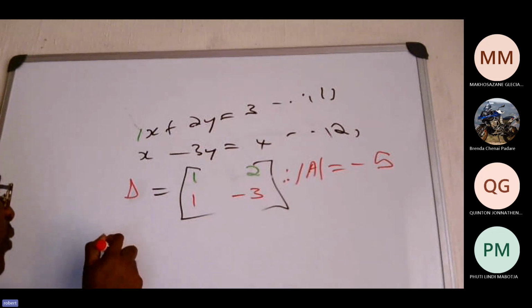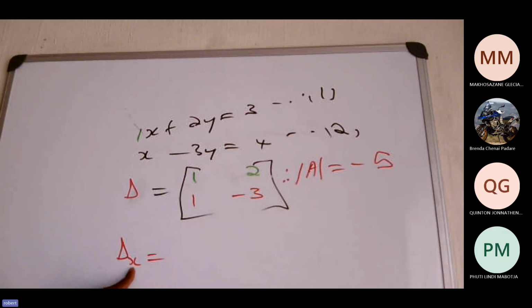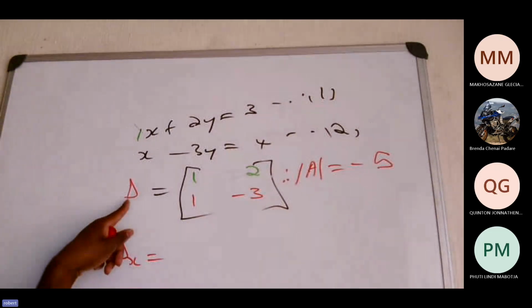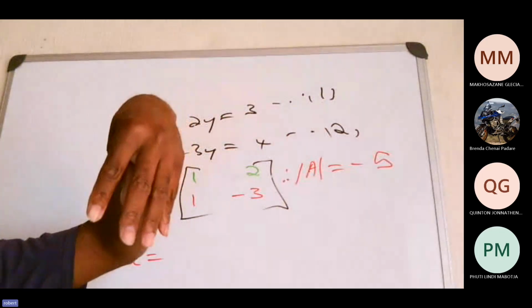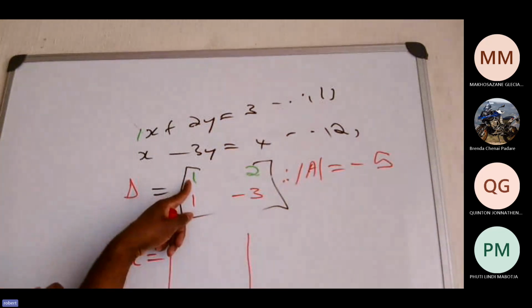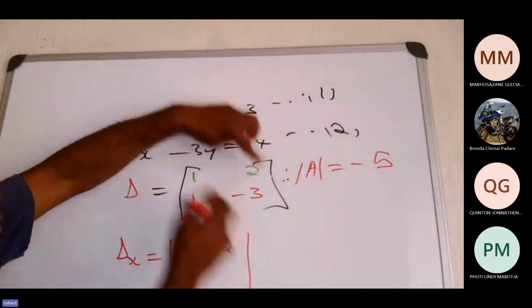From there, what will be dx then? Using Cramer's rule, you simply take this, but replace what? The numerical coefficient of x by the constants on the right side is dx. Meaning you still take D, the determinant, then you replace the numerical coefficient of x by the constants on the right side. The numerical coefficient of x is 1. Then 1 here will now be replaced by 3. Then from there, you keep 2.